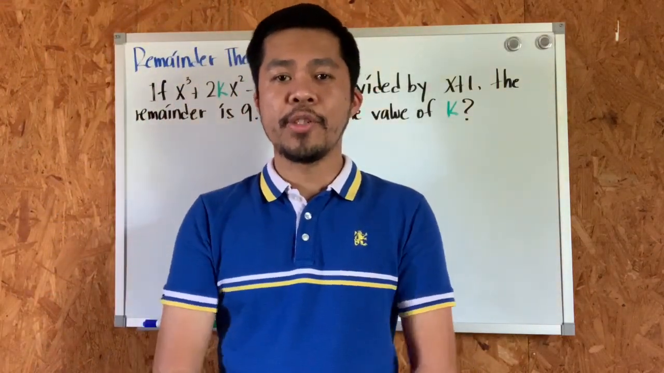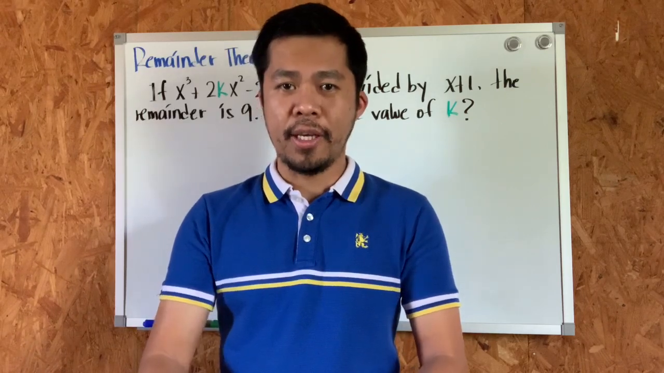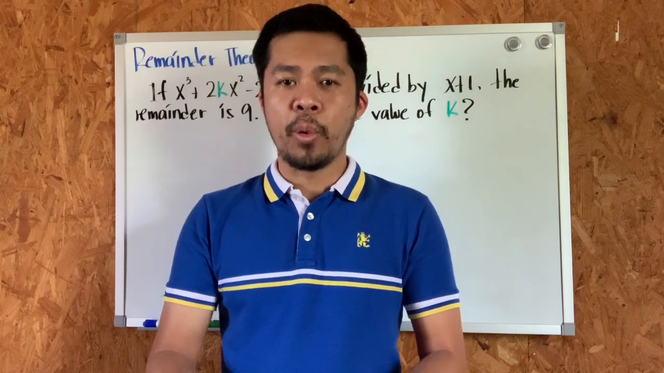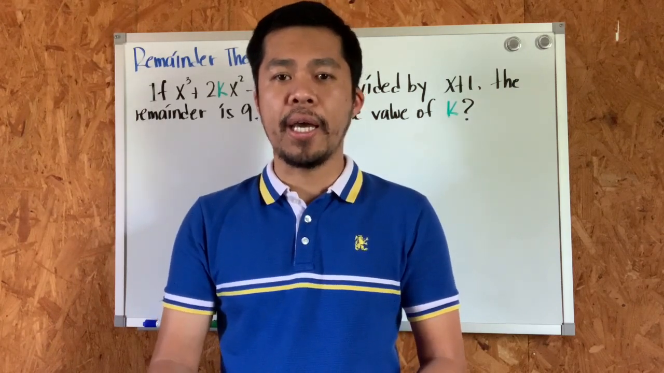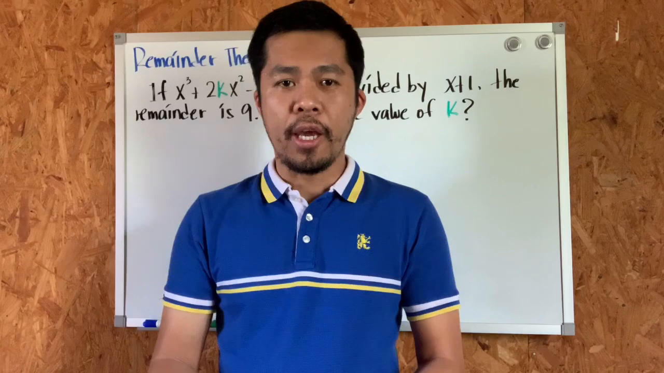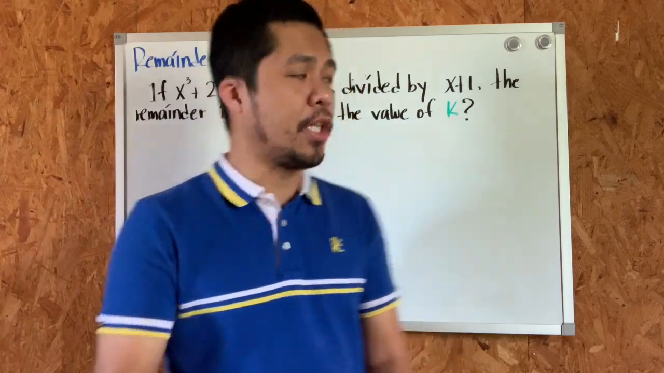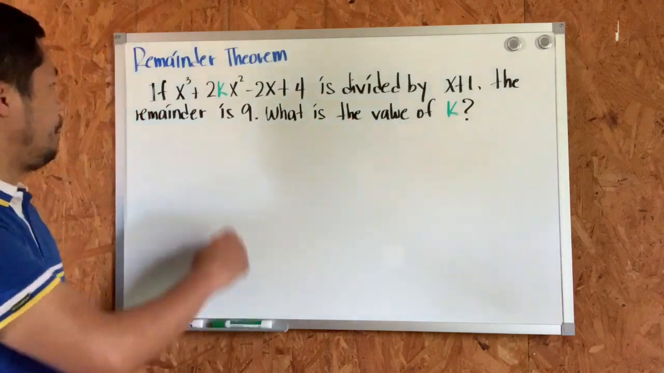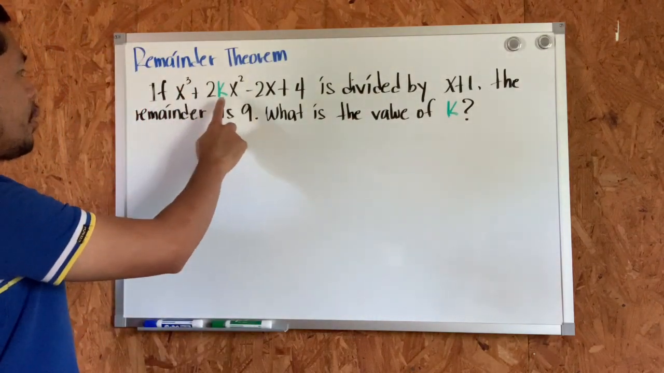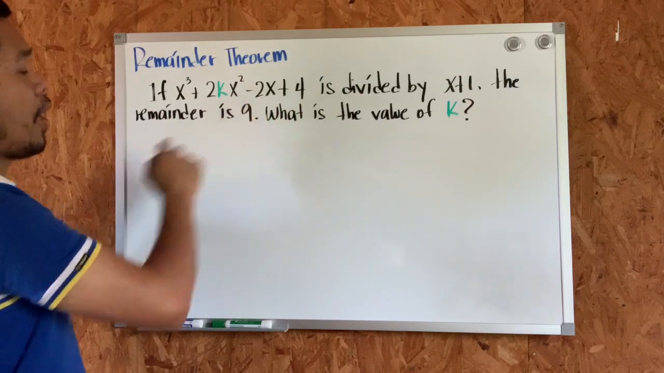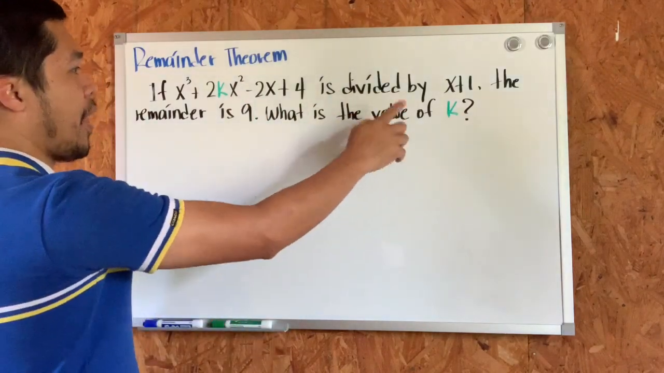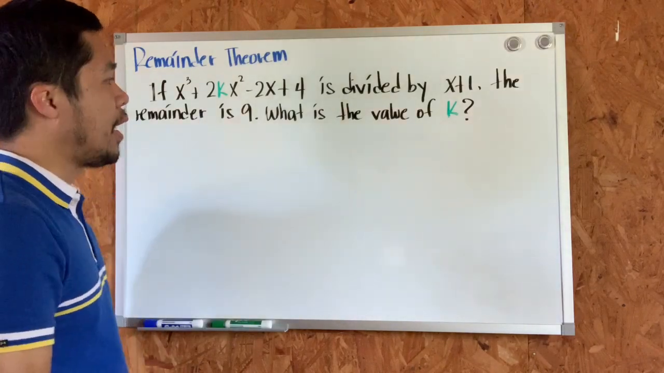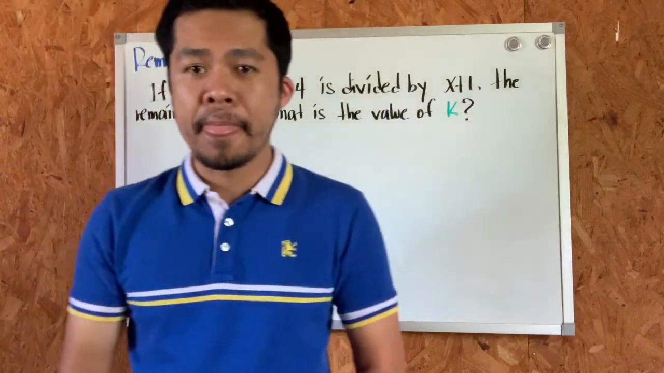Okay, good morning, class. Our lesson for today is still under the remainder theorem, but what we will be doing is that we will apply the remainder theorem in solving problems such as this one, solving for the value of k. So, if x cubed plus 2kx squared minus 2x plus 4 is divided by x plus 1, the remainder is 9. What is the value of k?